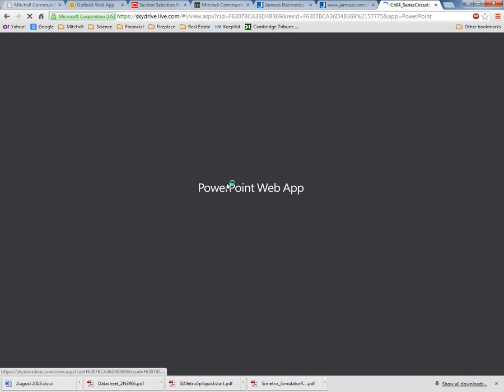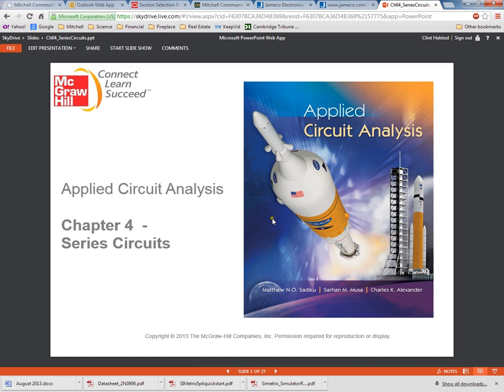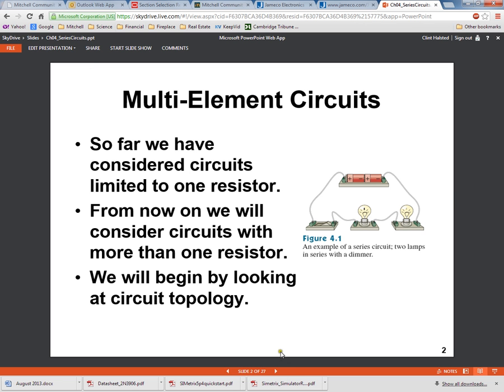I click that, and then it opens up a PowerPoint web app, so you don't really even have to have PowerPoint on the computer either. That's another advantage. So now, without even having PowerPoint, I'm able to go ahead and start doing my slides.